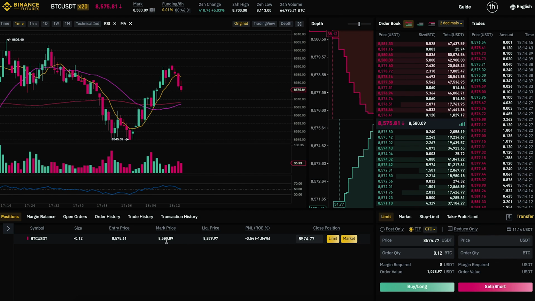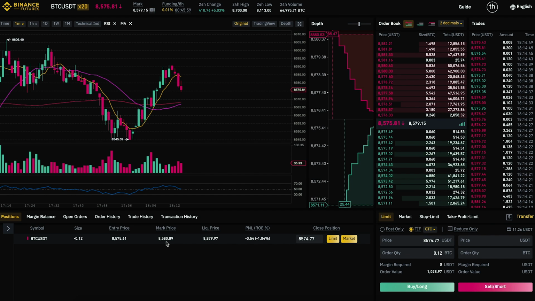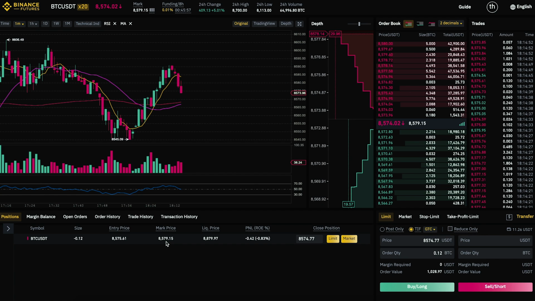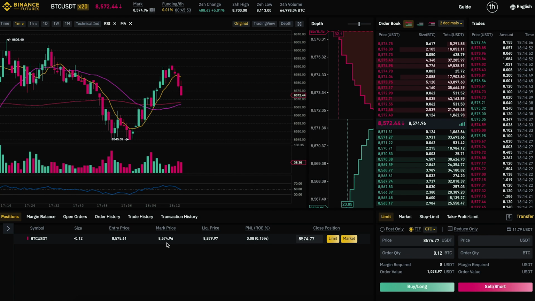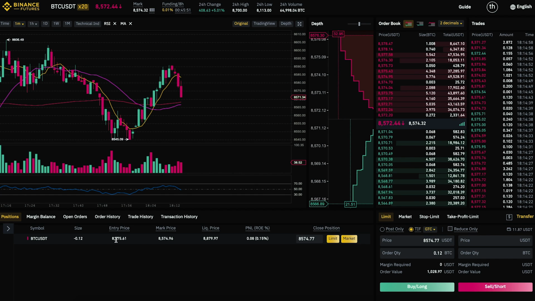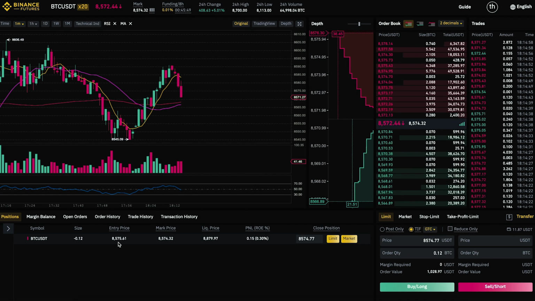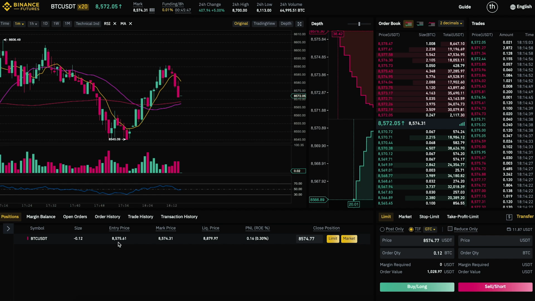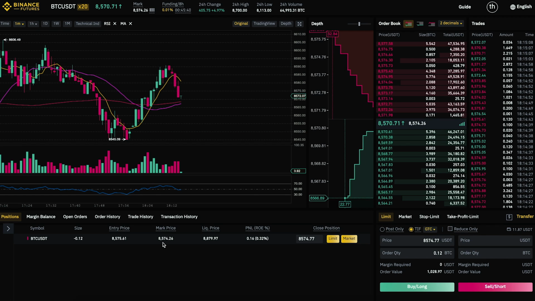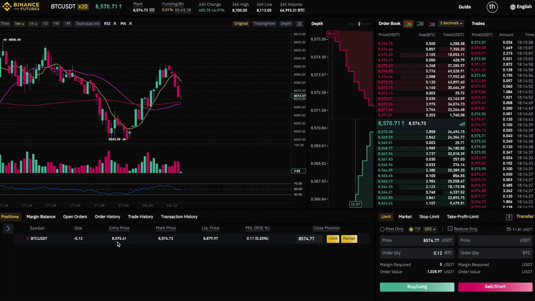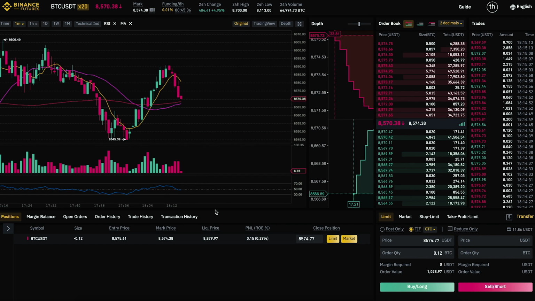Now you can see it filled right away. It's not an open order, it's an actual position. Notice that the symbol next to it is red to indicate that we're selling a short, not buying a long. It has the same quantity, except notice it's negative 0.12. That doesn't mean the size is actually negative, it just shows that you're selling a short. We entered at 8575 and we're at 8574 right now.